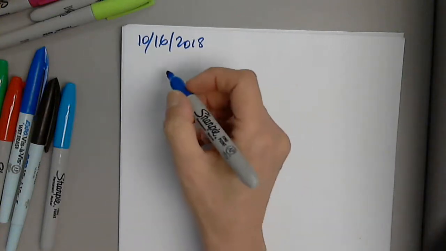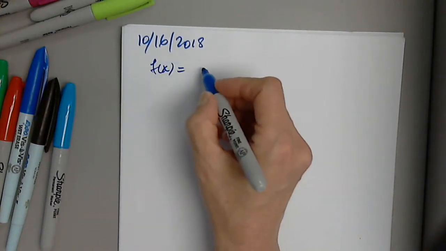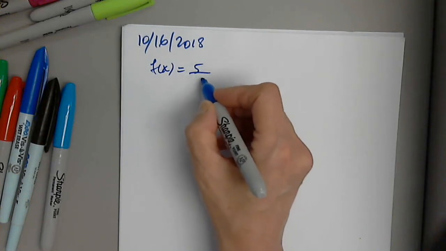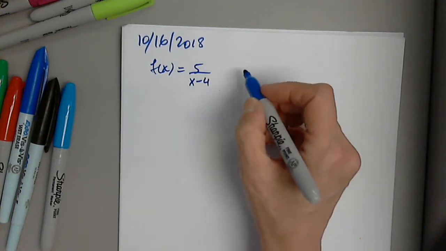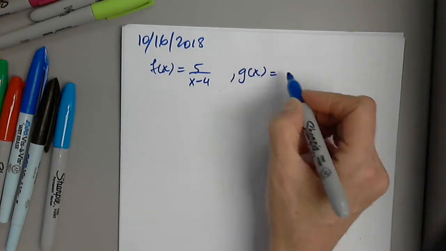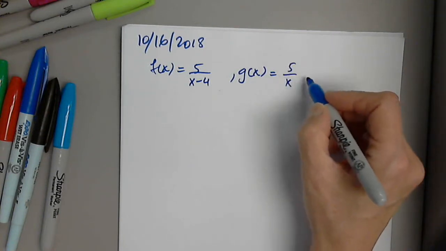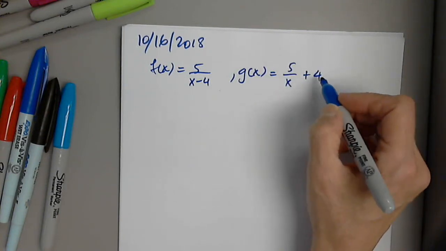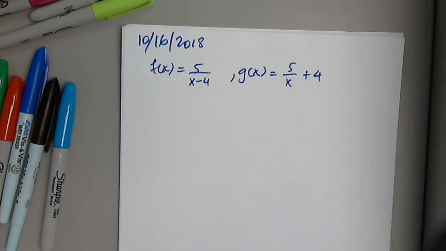Perfect. Yes, I'm ready. Okay, so it's f of x equals 5 over x minus 4, and then g of x equals 5 over x plus 4. Yeah, I think this is the problem we did in class, but maybe not. It was similar. It doesn't matter. So what are we asked to do?